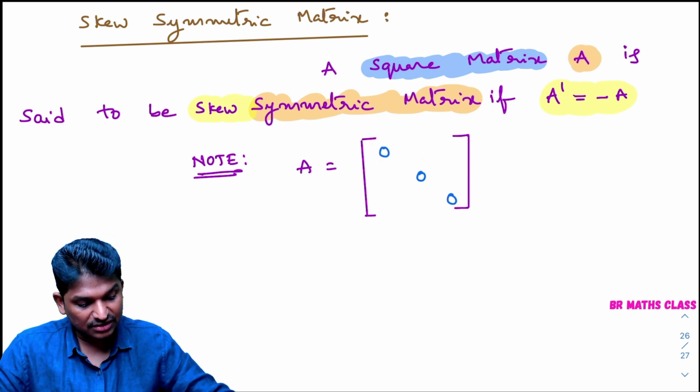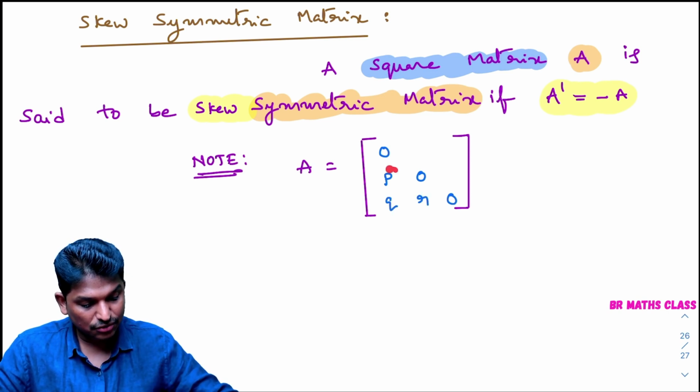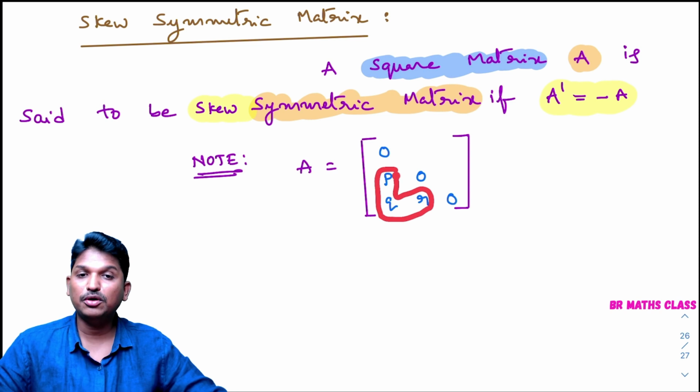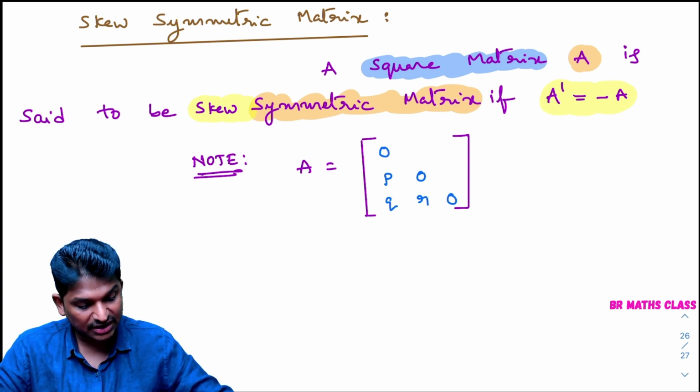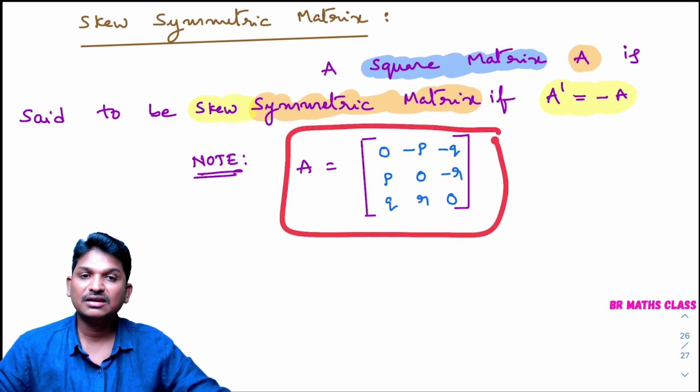Next, you follow this P, Q, R. Suppose that P, Q, R are positive. If P, Q, R are positive, you write their negatives on the other side: minus P, minus Q, minus R. This matrix is 100% skew symmetric matrix. If you want, you can check.